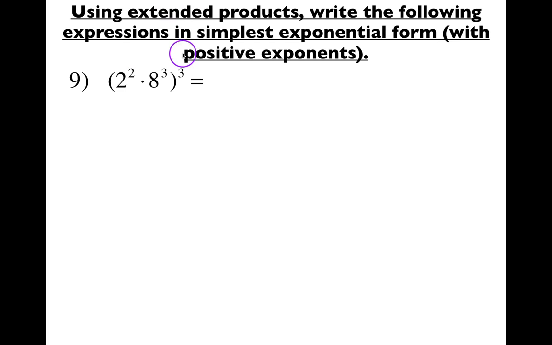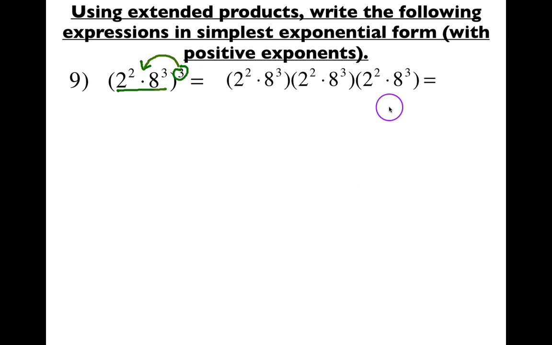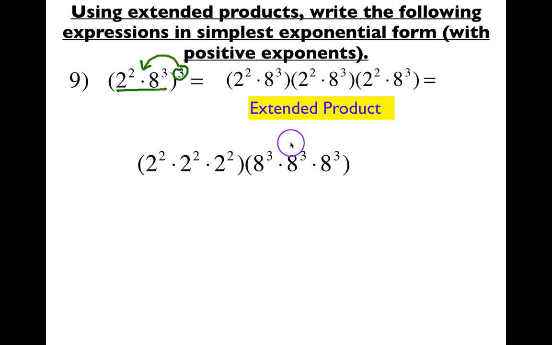Okay, so I'm going to go ahead and ask myself what's being cubed. Well, it's 2 squared times 8 cubed. So I'm going to go ahead and take this expression and repeat it a total of 3 times. Here we go. I'm now going to regroup all the 2's together and all the 8's together. What allows me to do that is the commutative property.